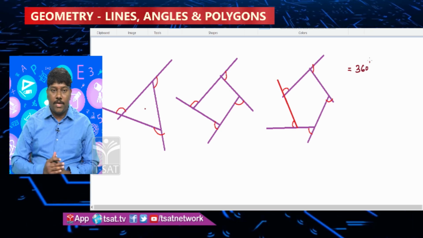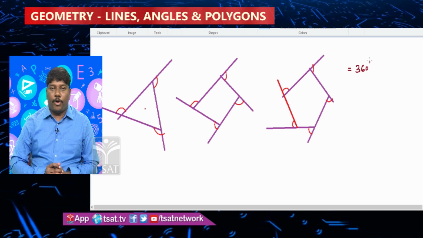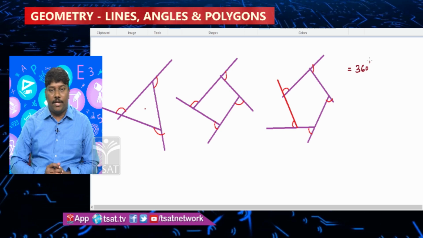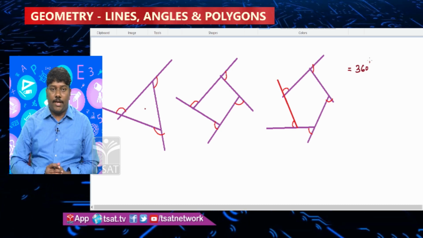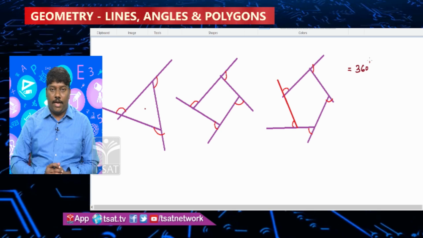Now assume that each polygon is a regular polygon. If each polygon is a regular polygon, what is each exterior angle? Each exterior angle is 360 degrees divided by n.